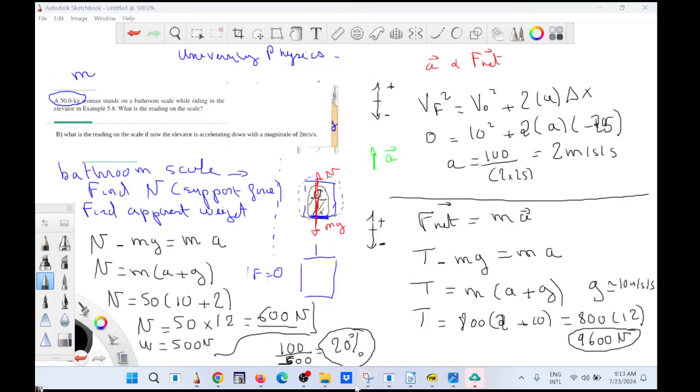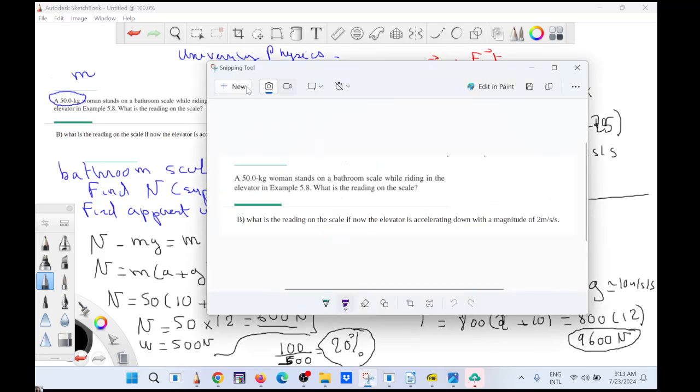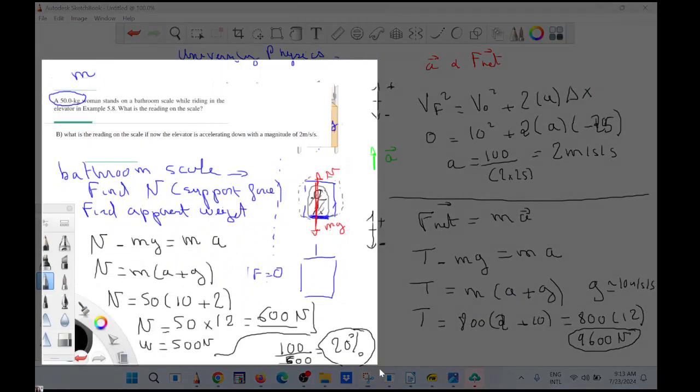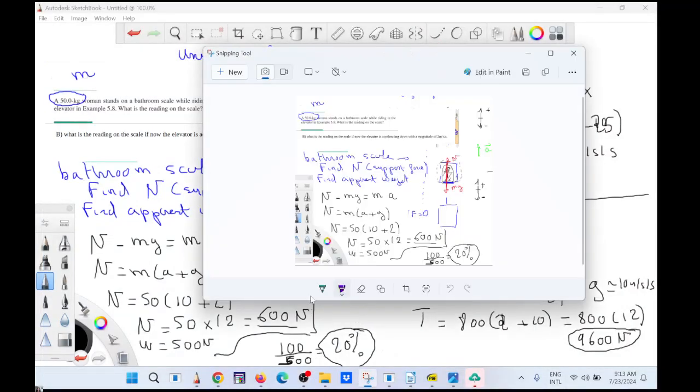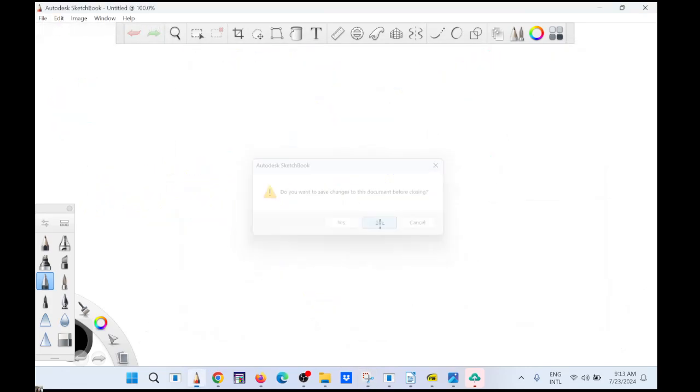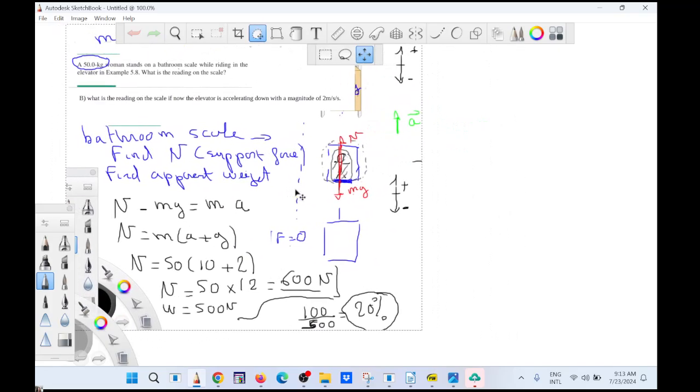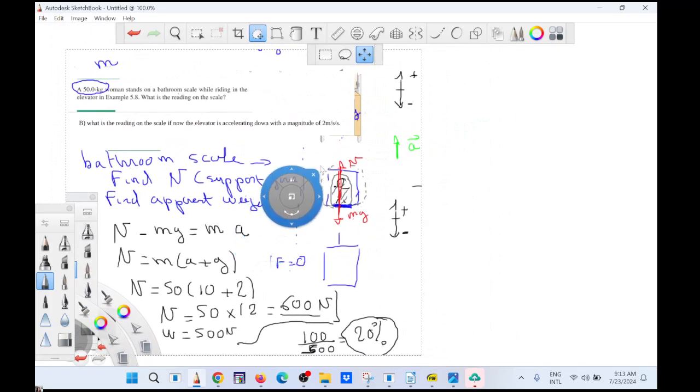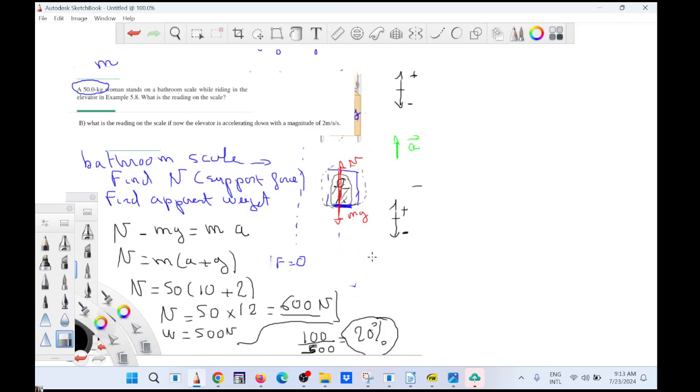So next question will be, what's going to be the reading if the acceleration is now up? So now the question is, what is the reading if the elevator is accelerating down? Okay. So what's going to happen?